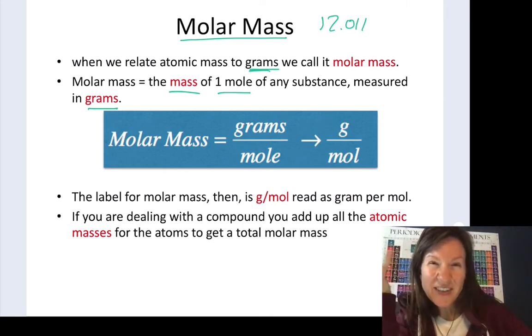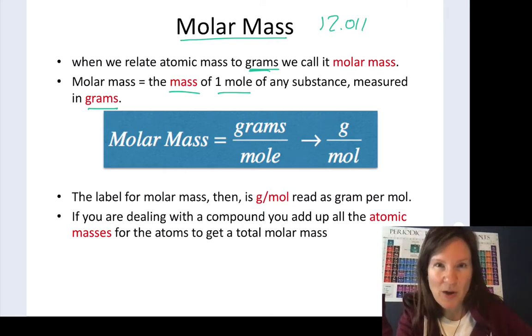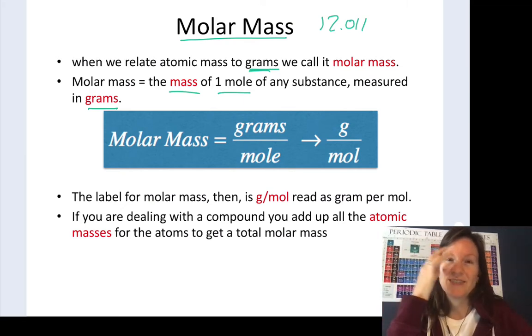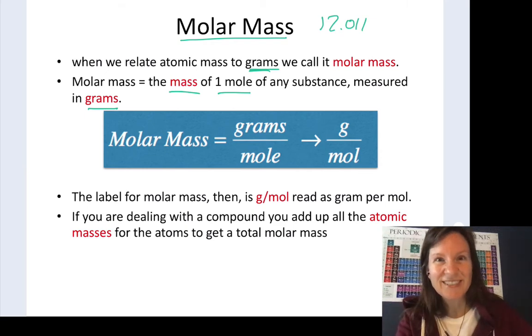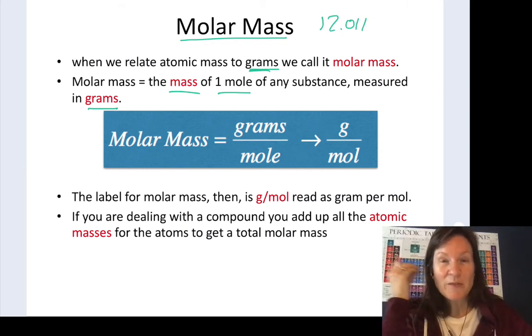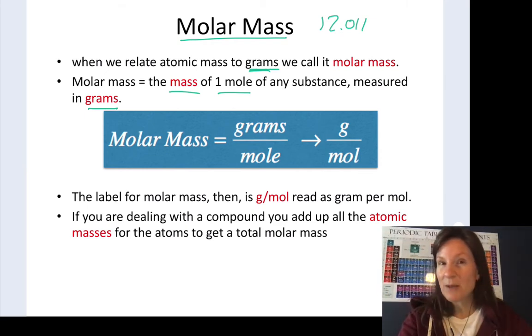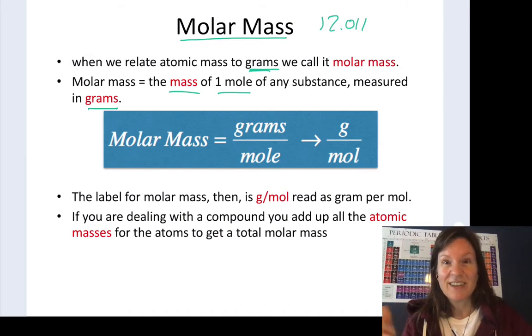Which means I could get the molar mass of pencils if I want. If I had a mole of pencils, 6.02 times 10 to the 23rd pencils, and I got the mass of them in grams, that would be the molar mass of pencils. If I got a mole of popcorn kernels and got the mass of those popcorn kernels, that would be the molar mass of popcorn kernels. So the molar mass is just the mass of 1 mole of any substance.